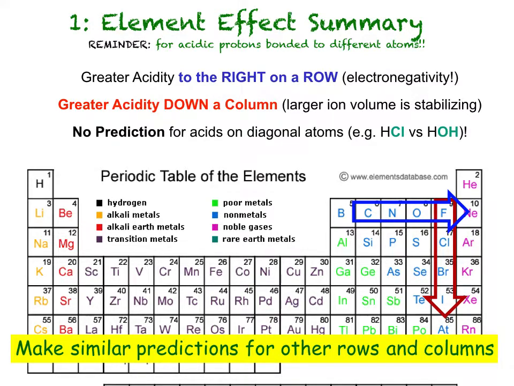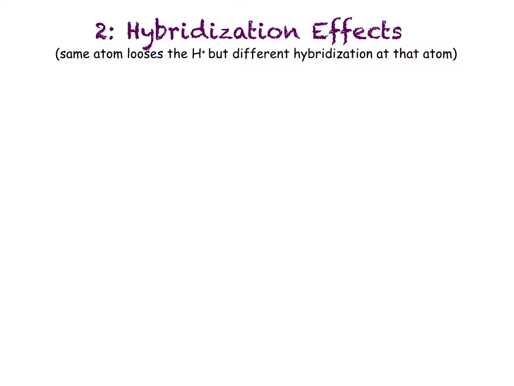That is, we go to the right, the acids are increasing. We go down a column, acids are increasing. I'll remind you, we cannot make predictions based on diagonals, only in a row or a column. So the next thing we're going to talk about is the hybridization effect.